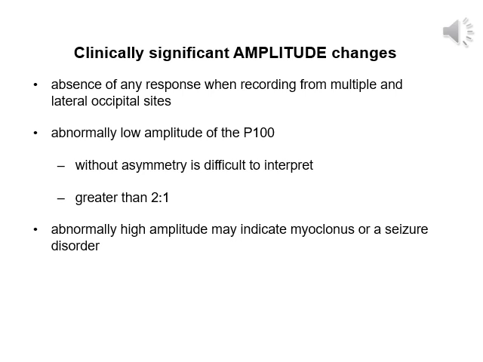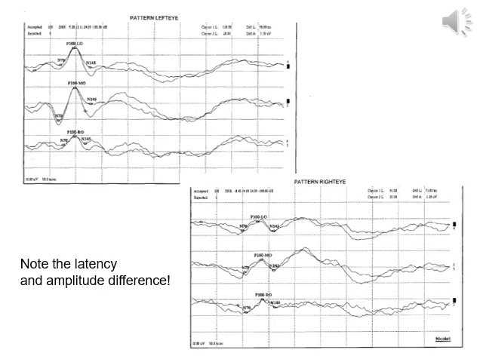There may be cases where there is an abnormally high amplitude VEP observed, and this may indicate a myoclonus or a seizure disorder. This is a case example of a patient who shows an asymmetry between the left and right eye. So in the top tracing, this is a pattern reversal VEP from the left eye, and the middle tracing, the middle lines, are from the mid-occipital electrode. And you'll note that the N70 and P100 have latencies of approximately 70 and 100, and the amplitude of the P100 is approximately 20 microvolts.